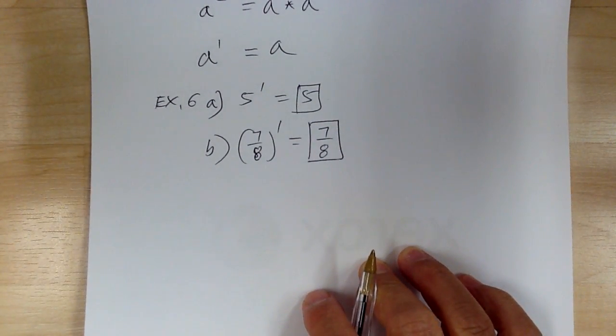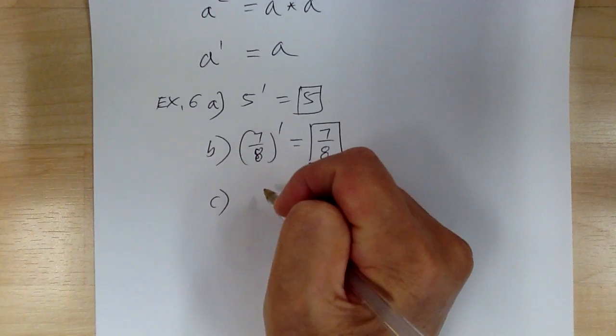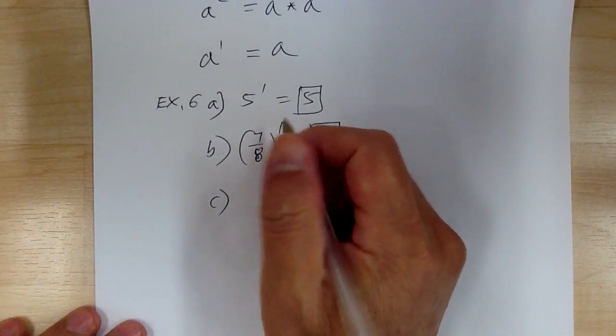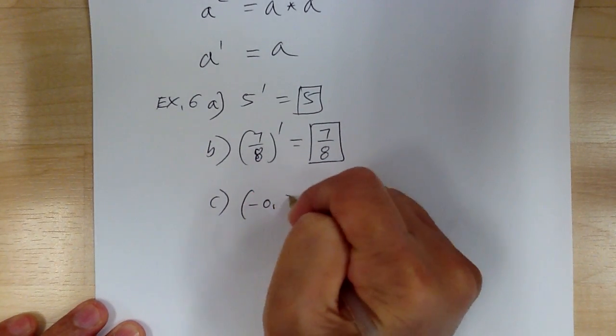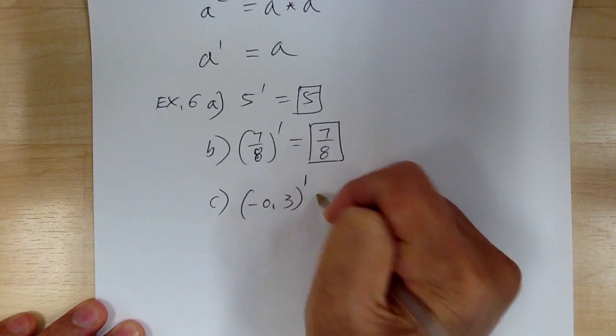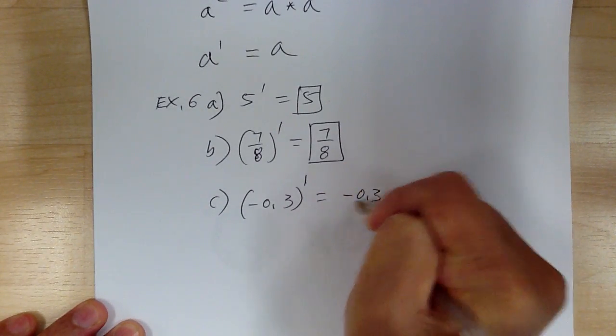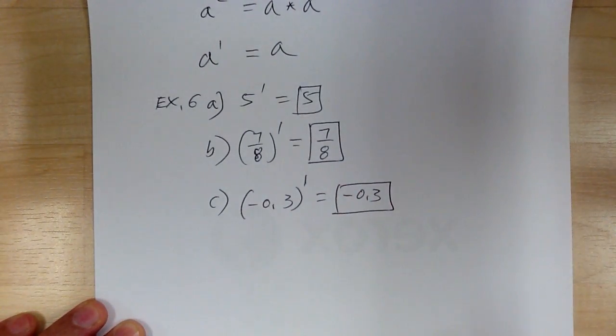And if you look at example C, you have negative 0.3 to the 1 power. Again, this is equal to negative 0.3. A power of 1 means you don't have anything else to multiply, so it remains the same.